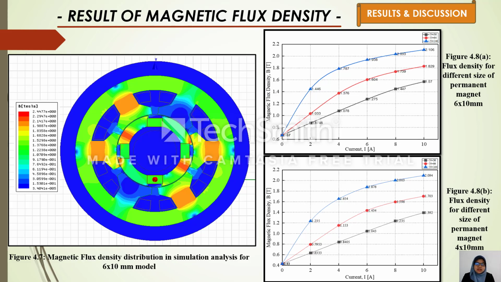Figure 4.7 represents the simulation result of the magnetic flux density distribution for a 6 times 10 mm permanent magnet with 144 turns coil and 10 ampere input current. The highest value of the flux density point is 2.106 Tesla. Figure 4.8a and Figure 4.8b show the analysis and recording of the highest value of magnetic flux density by all models. Based on the data obtained from the motor design simulation, the magnetic flux density on the motor stator is determined by three factors. One, the permanent magnet volume. Second, the number of coils, and the third one is the input current value.